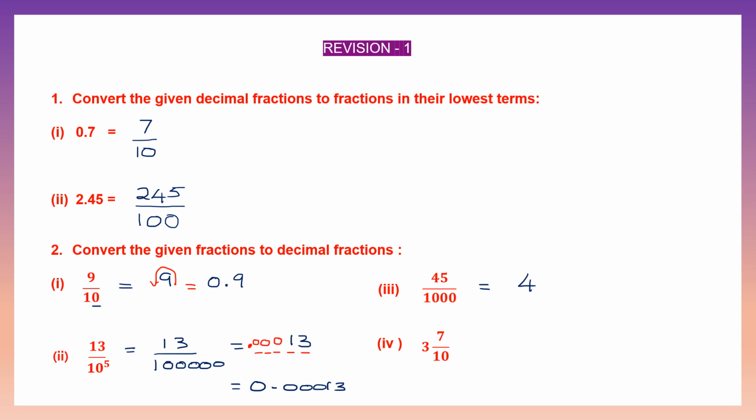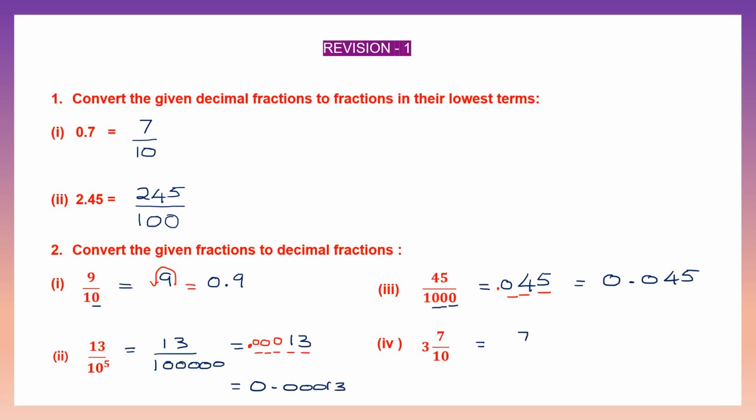Now the third one, 45 by 1000. So we take 45, write it as a whole number. Now we check how many zeros there are. 1, 2, 3. So our point moves 3 places to the left. 1, 2, 3, and then I put a point. So this becomes 0. So what's our final answer? 0.045.